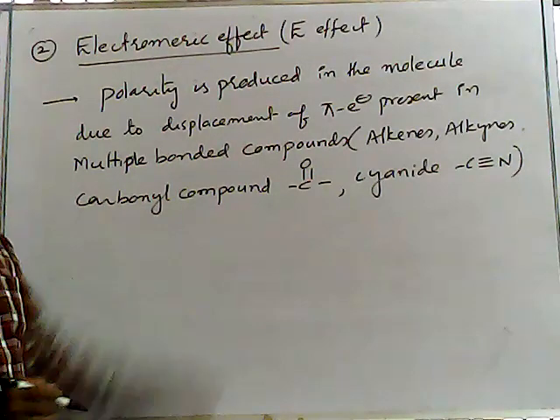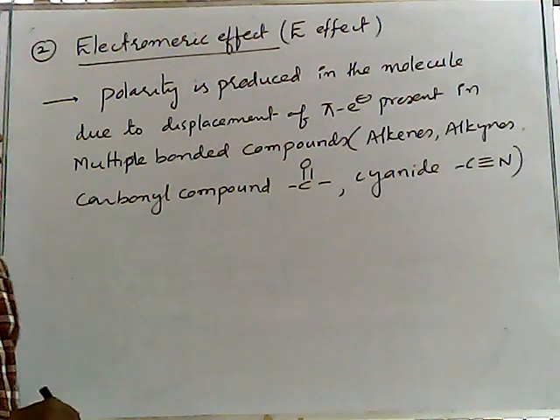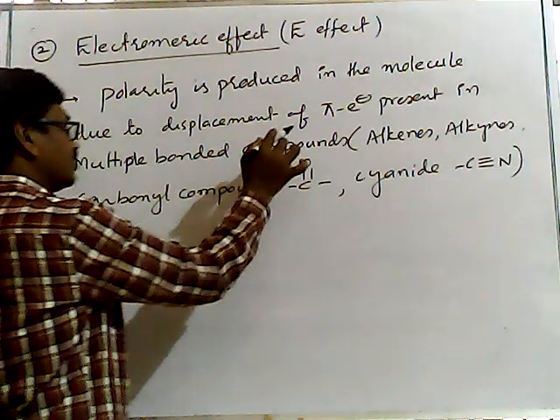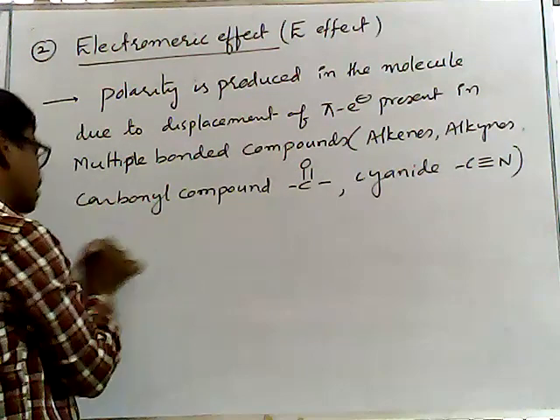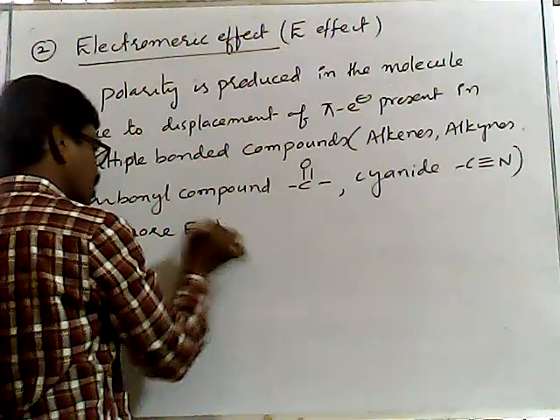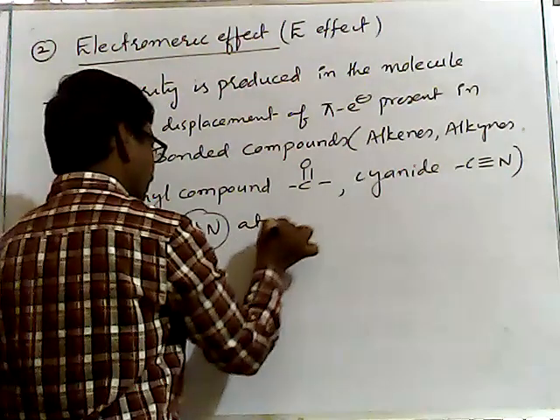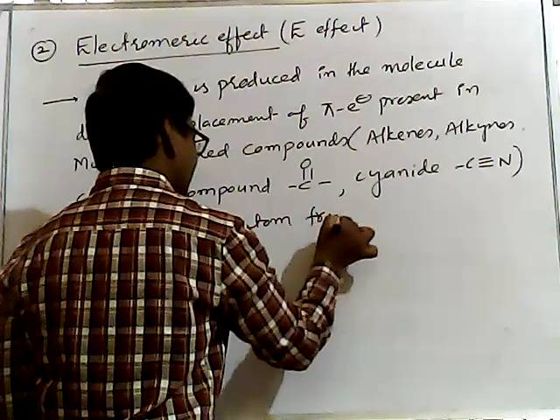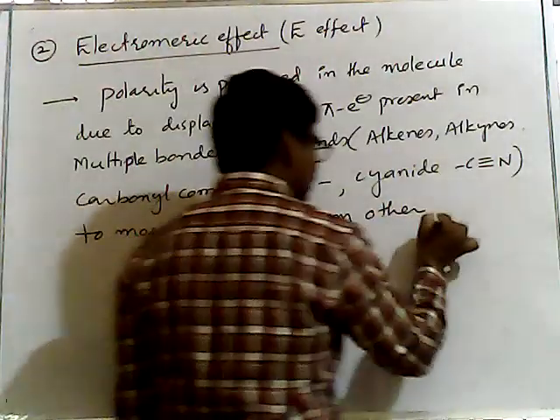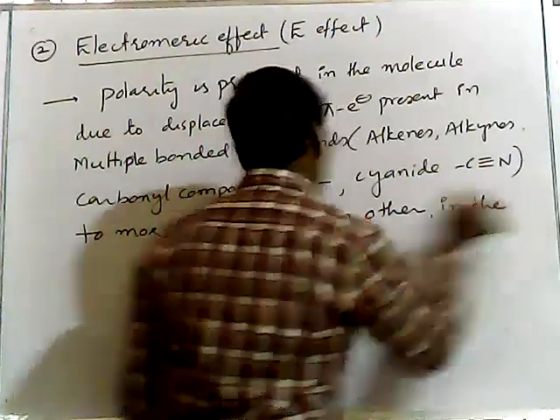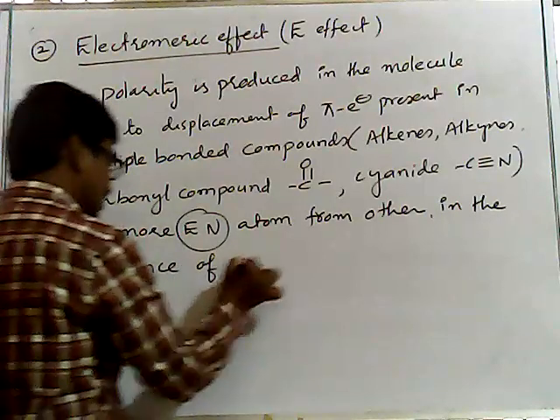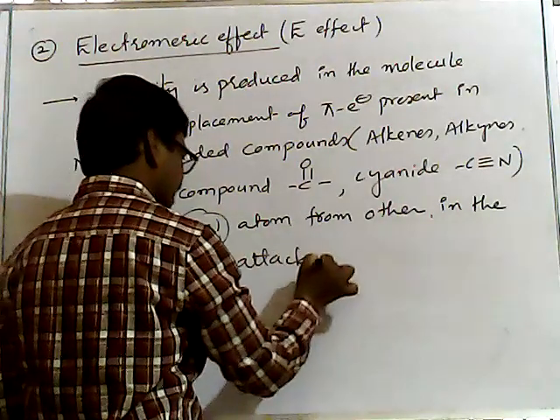So polarity is produced in the molecule due to displacement of pi electrons present in multiple bonded compounds to the more electronegative atom from the other atom, which is less electronegative, and it happens in the presence of an attacking reagent. This is important: the presence of the attacking reagent.